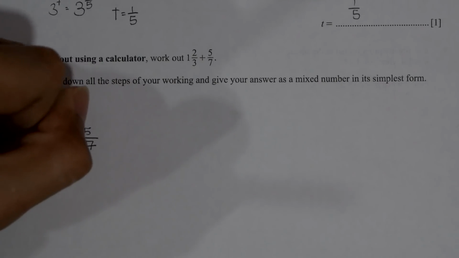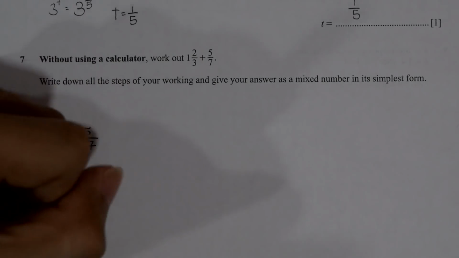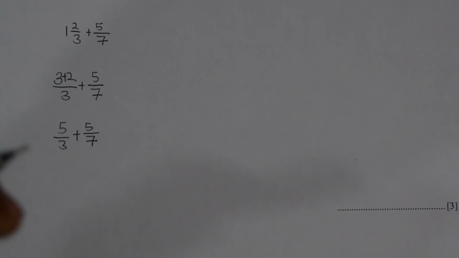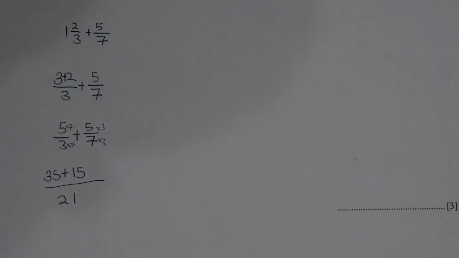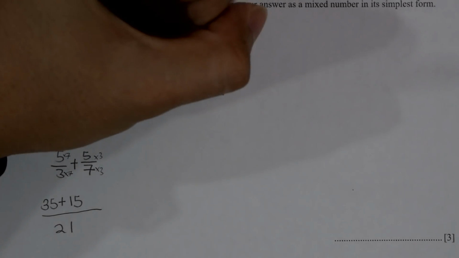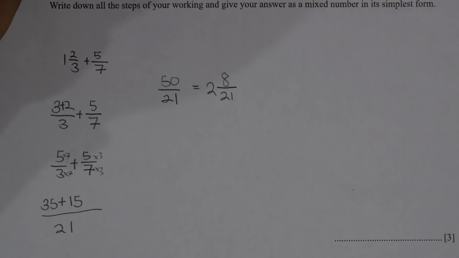So for question 7, it's very straightforward. All you need to do is to find their highest common multiple, okay, which is 21. So you do the calculation and you get the final answer of 50 over 21. So change it into proper fraction. 8 over 21.